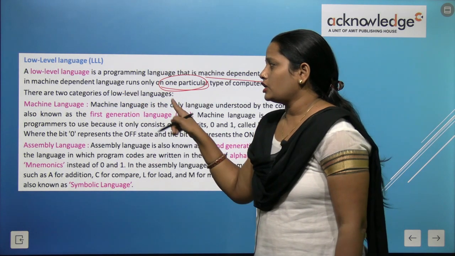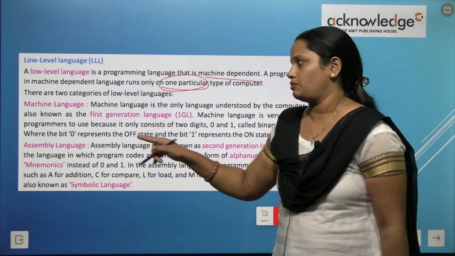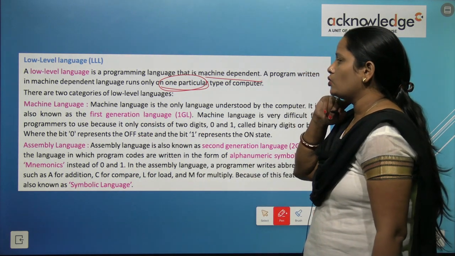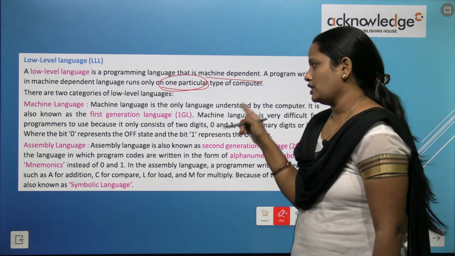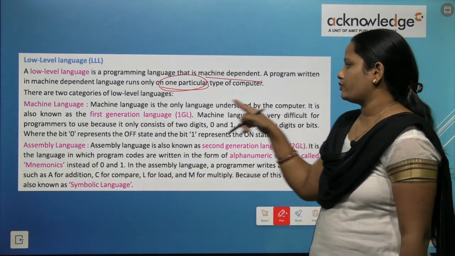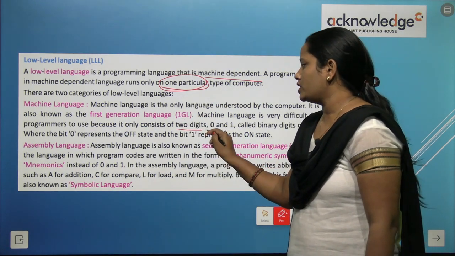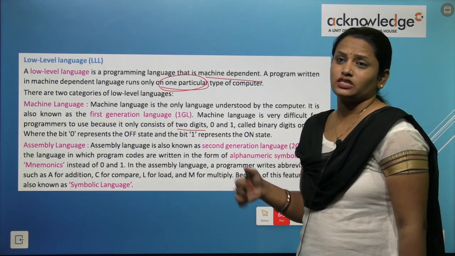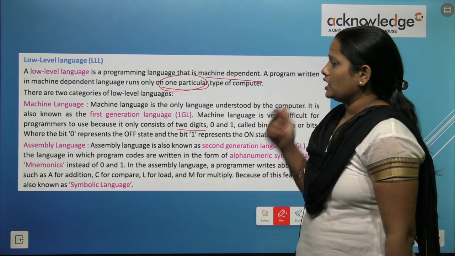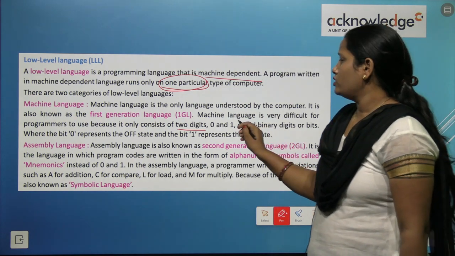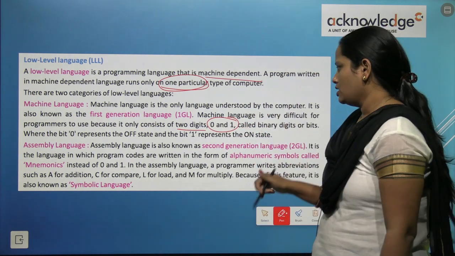There are two categories of low level languages, and they are machine language and assembly language. Machine language is the only language understood by the computer. It is also known as first generation language. Machine language is very difficult for programmers to use because it only consists of 2 digits. So the programmers faced a very large amount of difficulty while using machine language, because it consisted of 0 and 1, meaning only 2 digits.